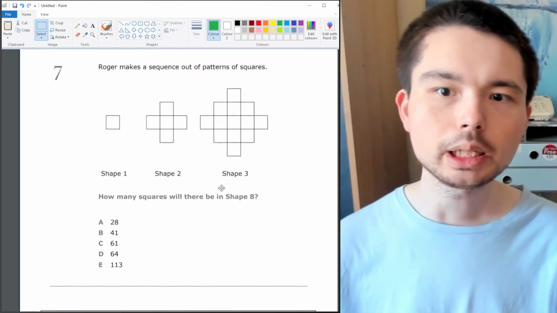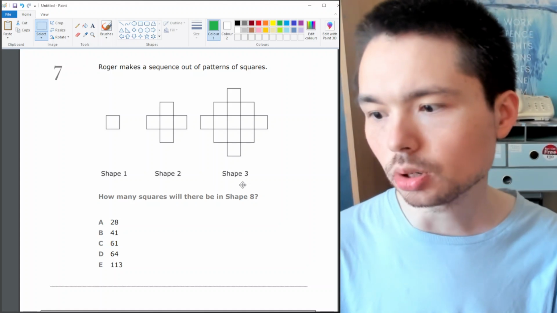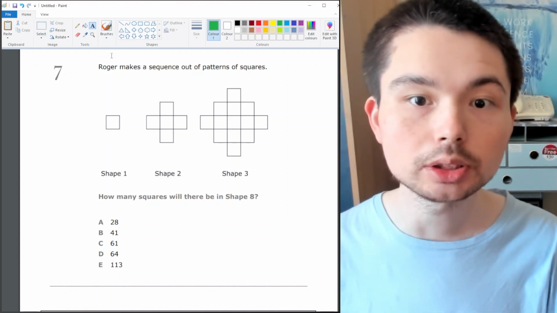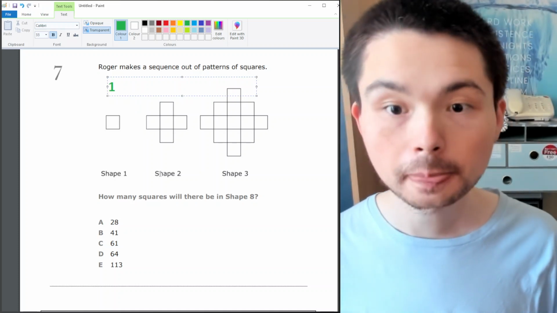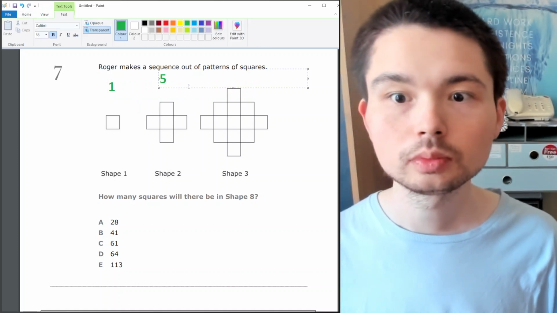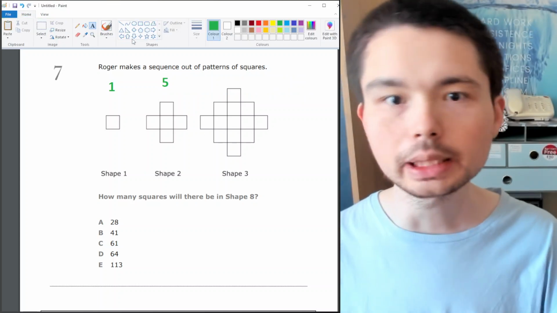Question 7. Roger makes a sequence out of patterns of squares. How many squares in the fourth shape? Good question. Write it with me. 1. How many here? 5. Here, how many? Now we can quickly count.